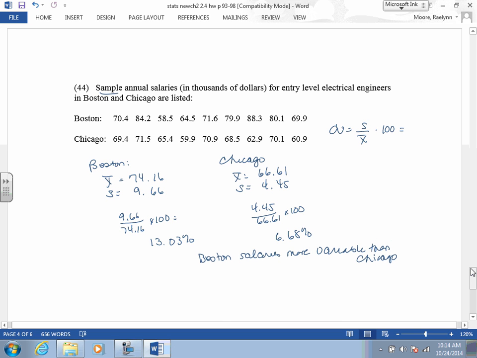Here's your entry-level electrical engineers for Boston and Chicago. Now Boston has a higher salary mean than Chicago, and it also has a larger standard deviation. So compared to its salary, it's more variable in Boston than it is in Chicago. Can you kind of tell by looking at the standard deviation alone that it's more variable, it's more spread out? The larger the standard deviation, the more spread out your data. Right? Makes sense?